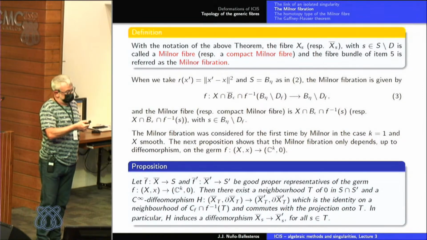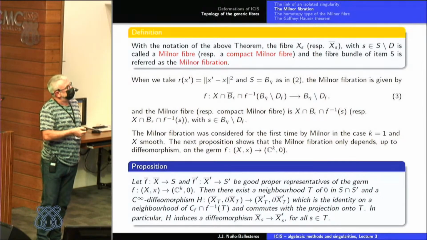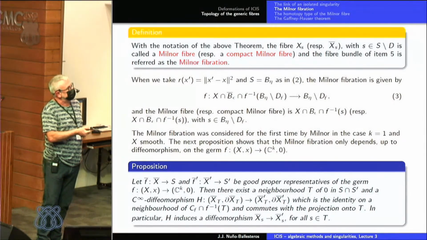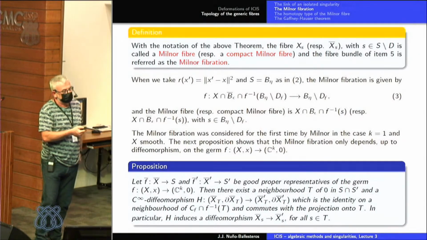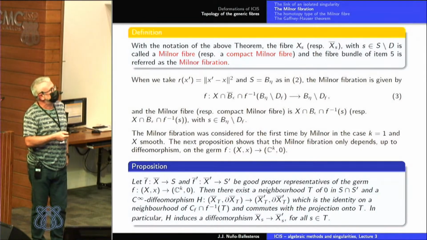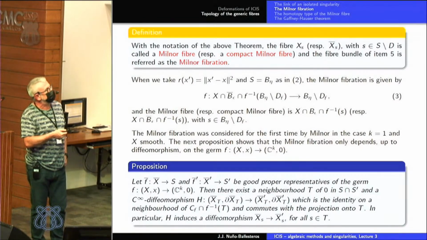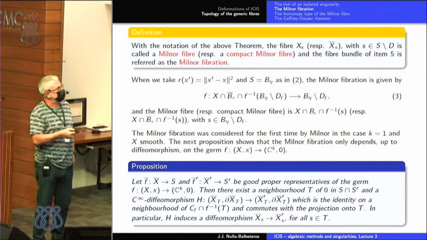Okay, so with these propositions, we see that the Milnor fibration and the Milnor fibers are well defined and only depend on the map germ F from X to CK. They don't depend on the choice of the control function. They don't depend on the epsilon. They don't depend on the neighborhood S.